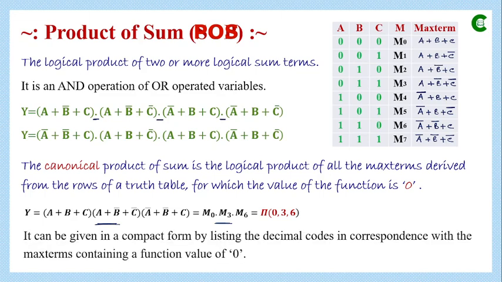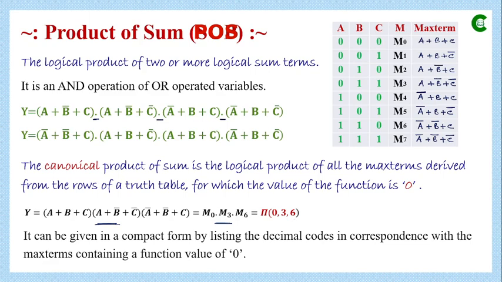And again, canonical POS form can be given a compact form by listing only the decimal codes in correspondence with the max terms containing a function value 0. This time in the compact form, it is represented by pi instead of sigma that we have seen in canonical SOP form. So pi, and then within parentheses, just the corresponding decimal codes. In the second format it was M0, M3, M6, so their corresponding decimal values are 0, 3, 6.